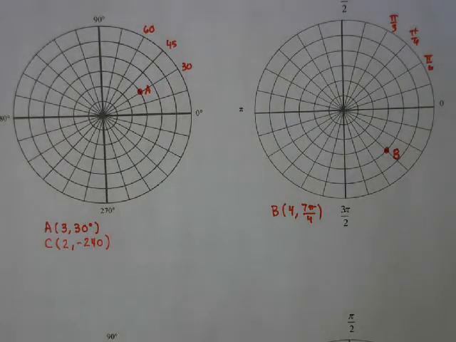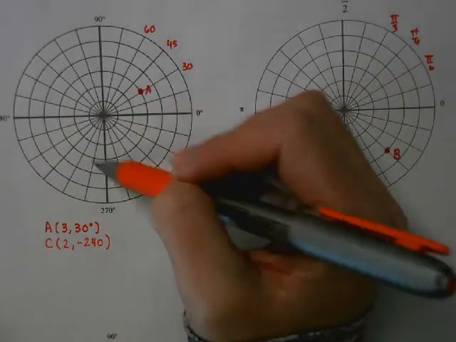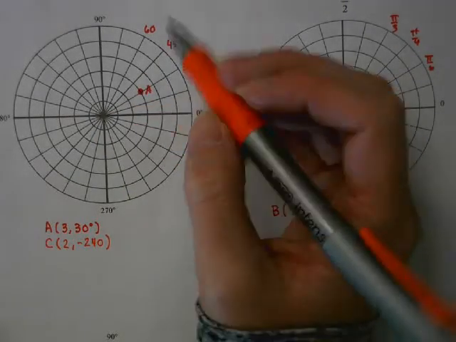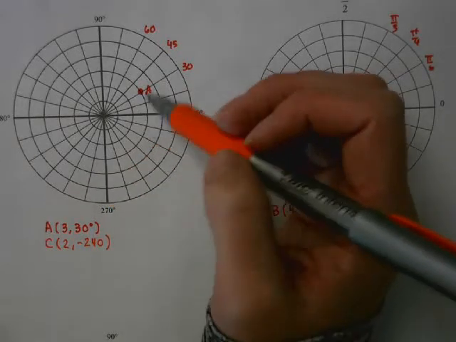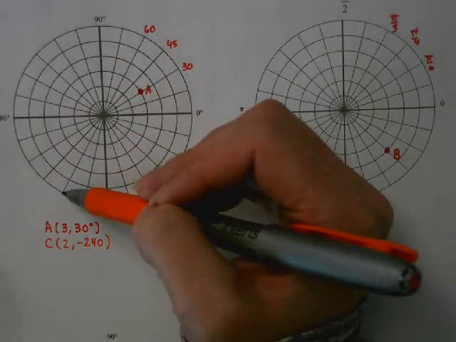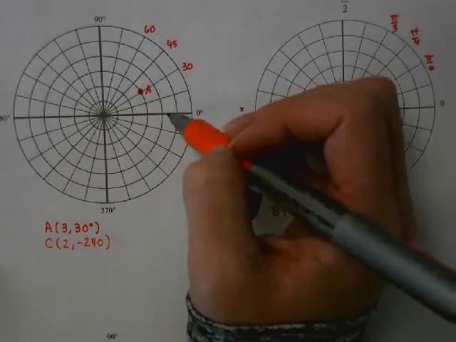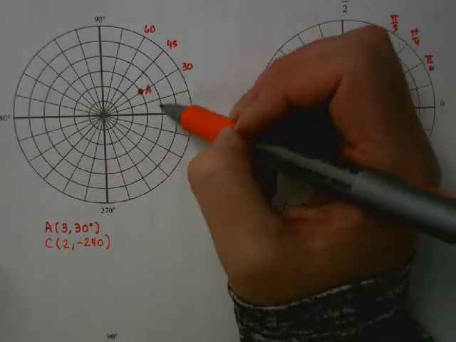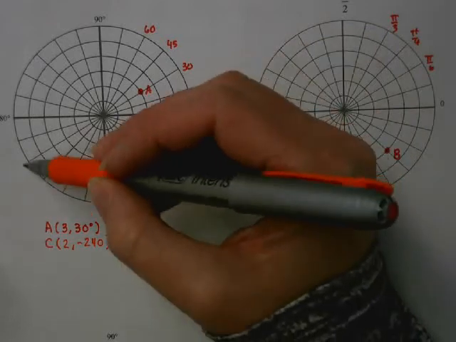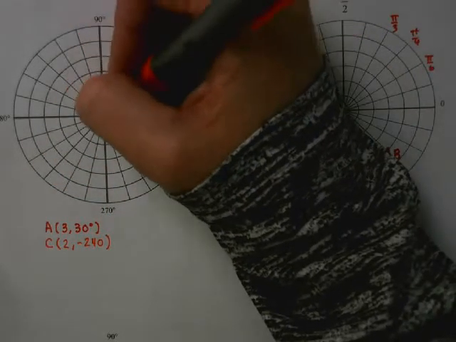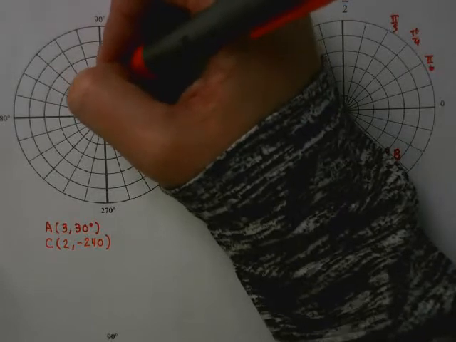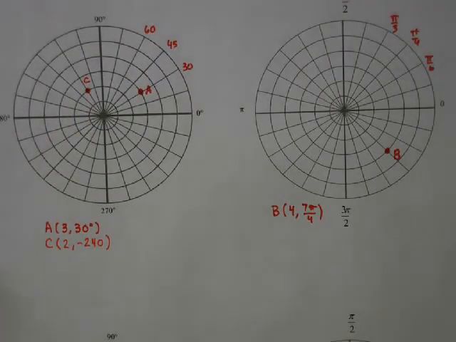Okay, (2, -240°). So rather than going counterclockwise, like we would on a normal unit circle, we're going clockwise 240 degrees. So regular 240 is right here. So negative 240 degrees is going to be up here. And then we're going to go out 2 units. Label that C.